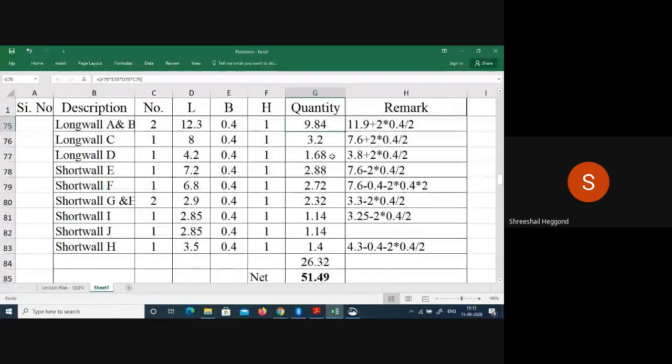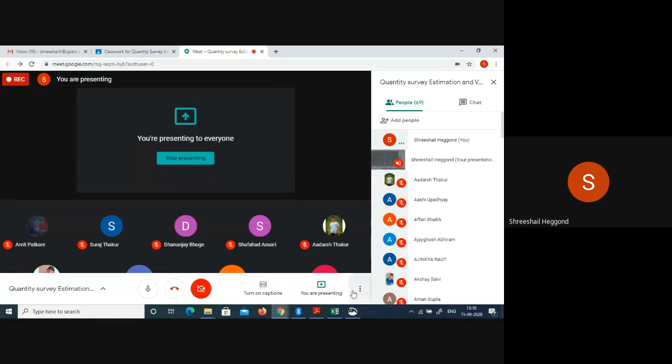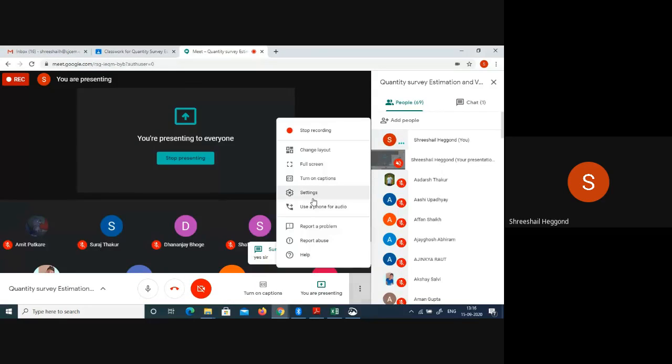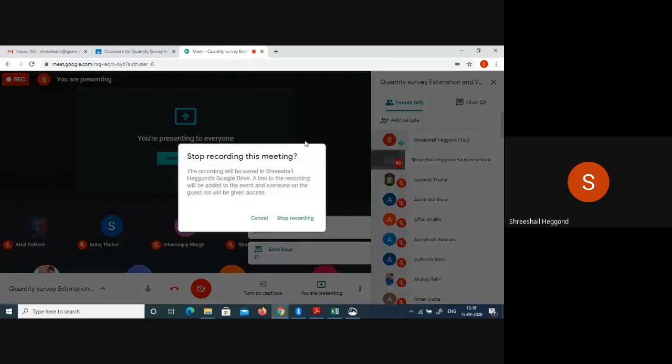Net quantity of brickwork in footing and length is 51.49 cubic meter. Verify with your previous answer whether you are getting the same or not. So this is it for this class. We'll be continuing in the next class.